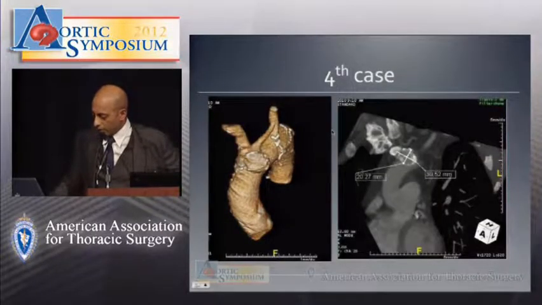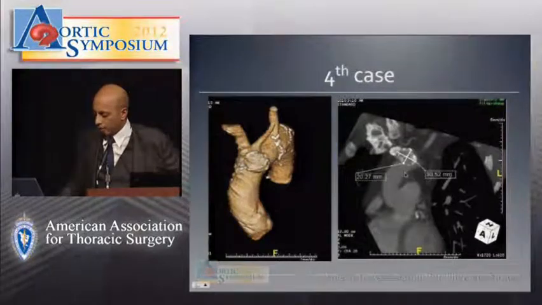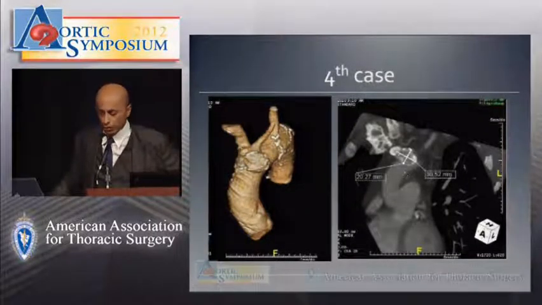You always have 1 or 2 cases that you wish you could have back. This is one of them. I don't think any of us really knows what the natural history of a saccular aneurysm coming off the innominate artery is, or the appropriate threshold of repair.